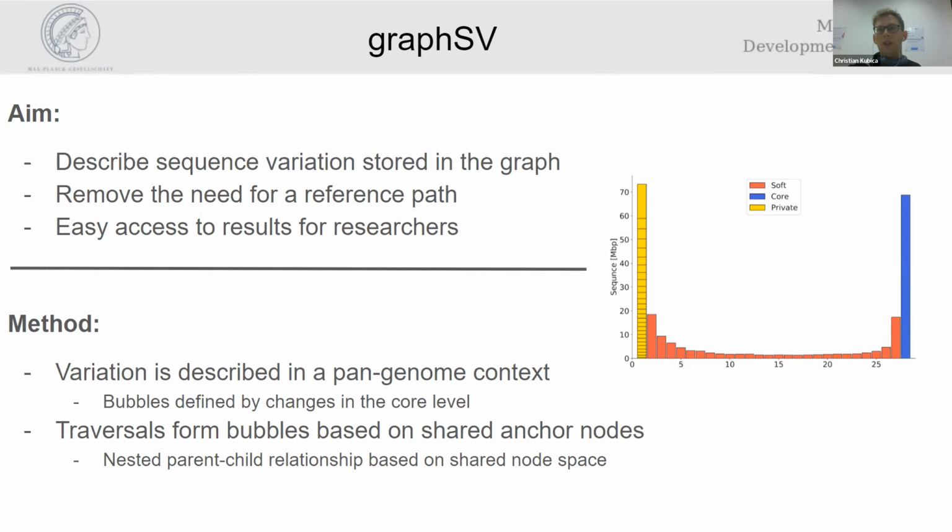The bubbles that we build are defined by shared anchor nodes. So all the ways of getting through one of these bubbles have an identical left and right anchor node, and it's the same for all of them. By doing this, we can then define a nested parent-child relationship between higher level and lower level bubbles, and therefore represent nested variation in our data structure.